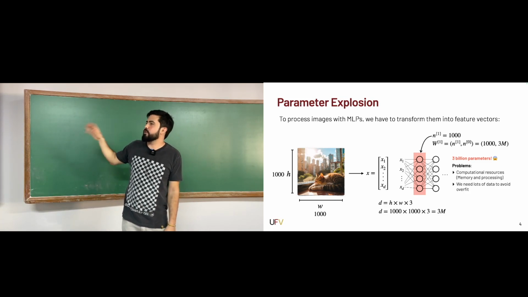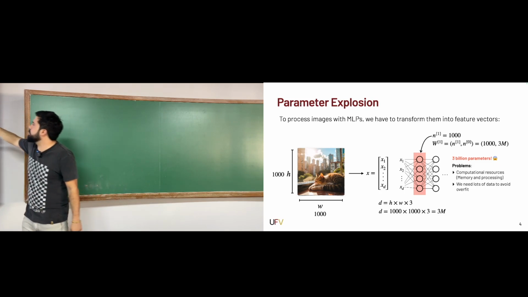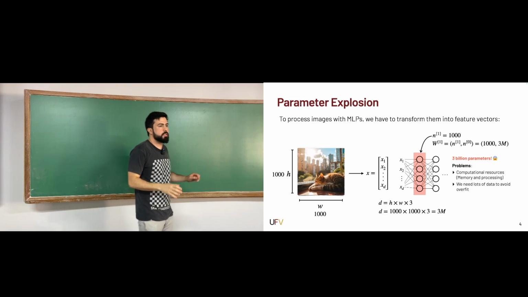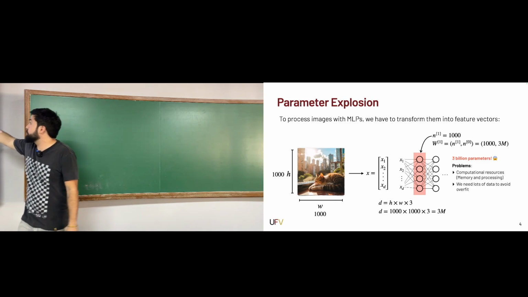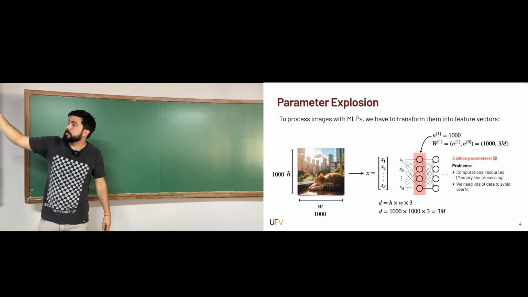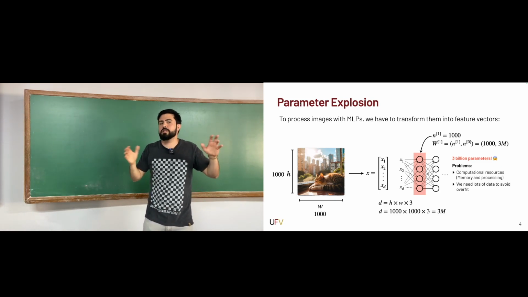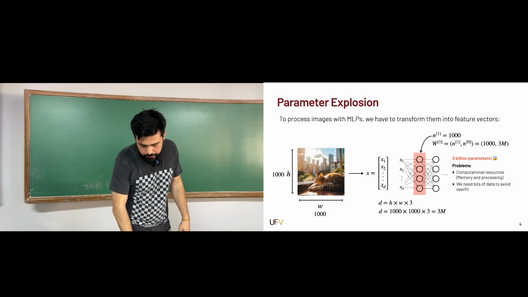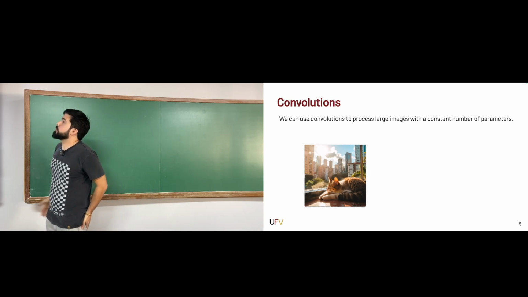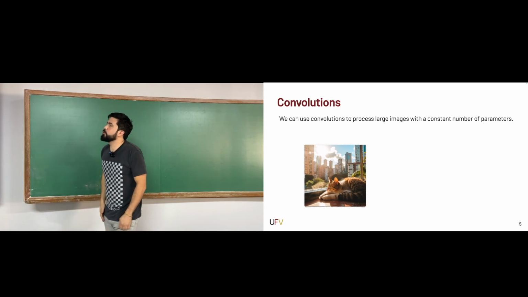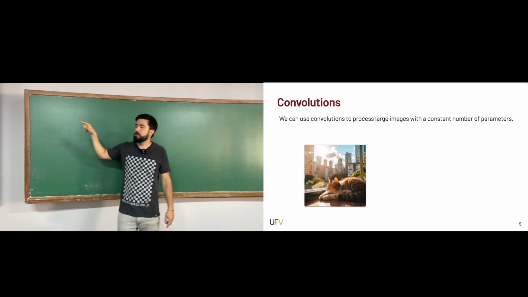So that's the main motivation for convolutional neural networks, is to somehow detach the number of parameters of our neural networks from the size of the image. Right now, the number of parameters we have is proportional to the size of the image, and we don't want that. That's what we're going to try to solve with convolutions here. We can use convolutions to process large images with a constant number of parameters, and hopefully by the end of the lecture, you will be convinced by that. Okay.